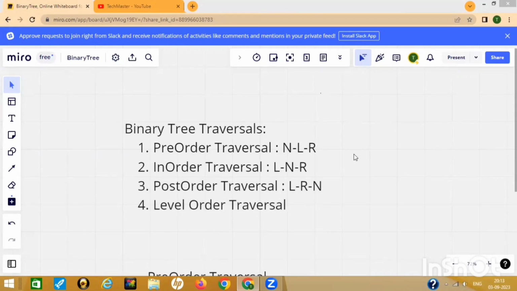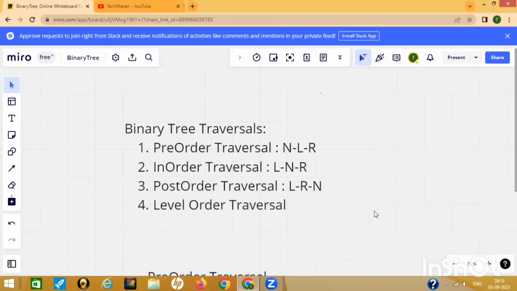So let's start with pre-order traversal. What's the pre-order traversal technique? In pre-order traversal, first we visit the node, then we visit the left side of the node, and then we visit the right side of the node. That's why it's mentioned as NLR, node left right. And in-order traversal is where we traverse the node in between left and right nodes. So first we visit the left, then we visit the node, then we visit the right side of the node. And post-order traversal is where we visit the left and right node first, then we visit the node. So it's left, right, and node.